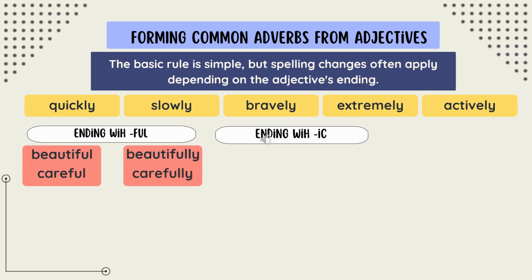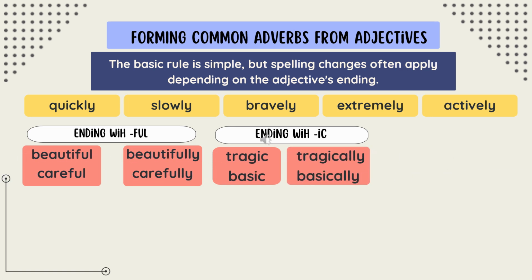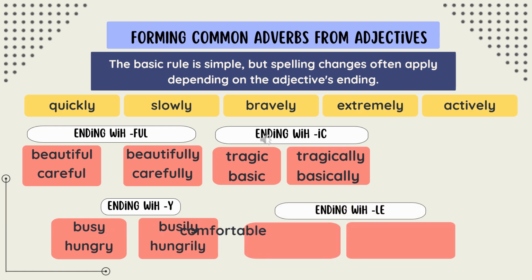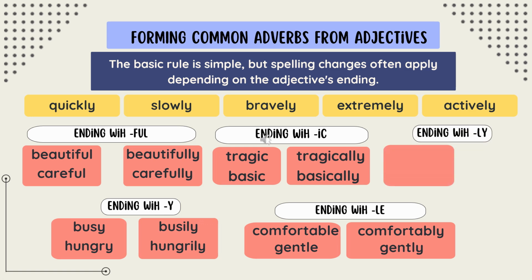If an adjective ends with ic, such as tragic or basic, you add ally, forming tragically and basically. For adjectives ending in a consonant followed by y, like busy or hungry, change the y to i and add ly, giving you busily and hungrily. Finally, for adjectives ending in le, like comfortable or gentle, replace the le with ly to form comfortably and gently.